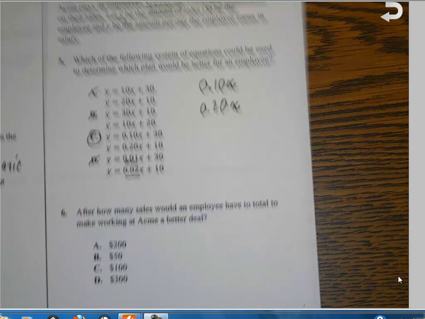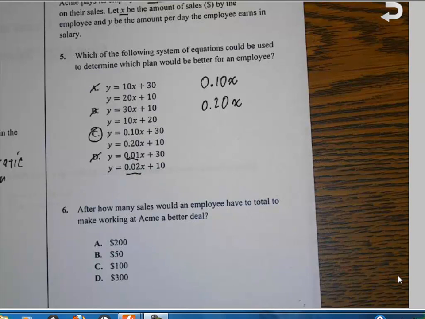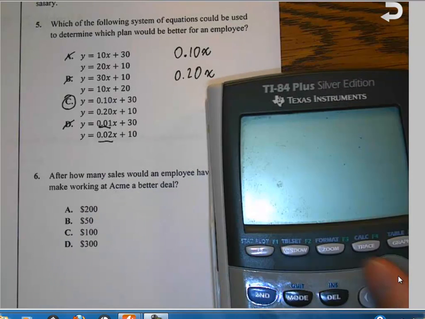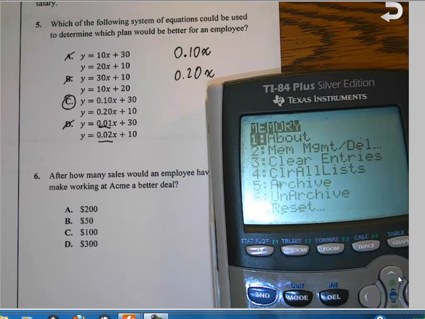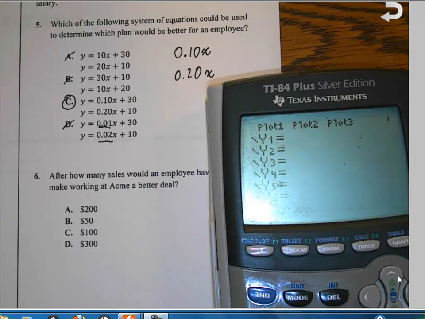And so after how many sales would an employee at Acme have to do to make a better deal? Now that you've found your two equations, you can go on ahead and plot it on your calculator. So you start by clearing your calculator, then you go to your y equals, you say okay, 0.10x plus 30, and then you compare it to 0.20x plus 10.